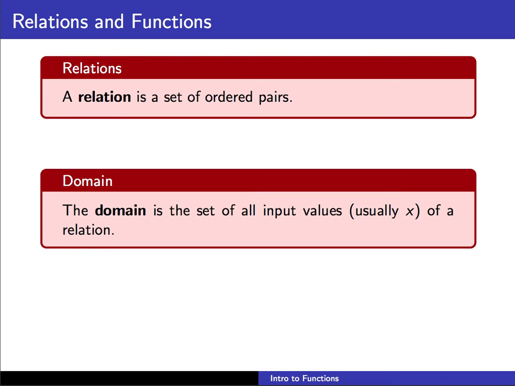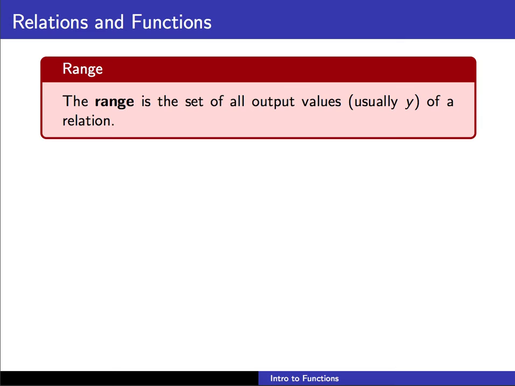So, the domain is the set of all the input values, usually x, of a relation. And the output values, usually the y values, that's called the range. So domain is all the x's or the inputs. The range is all the y's or the outputs.